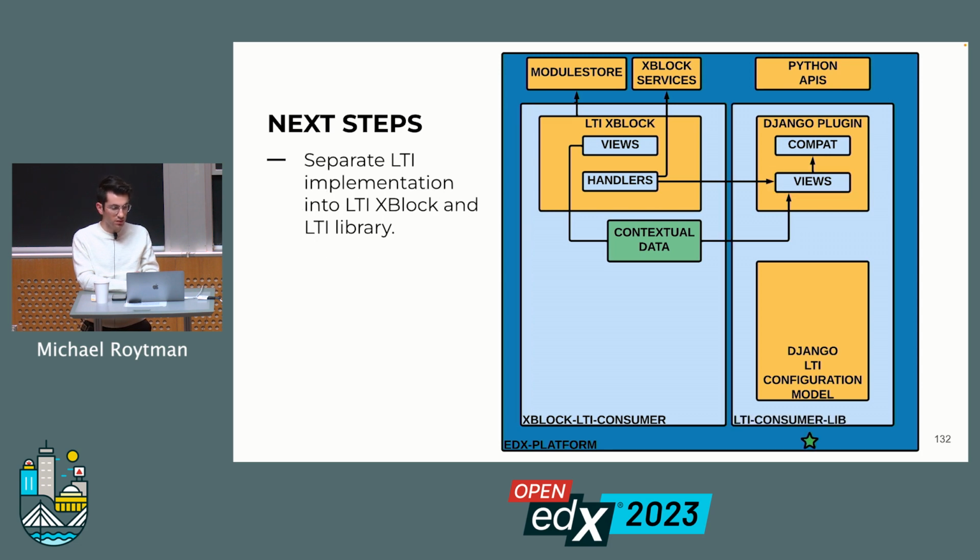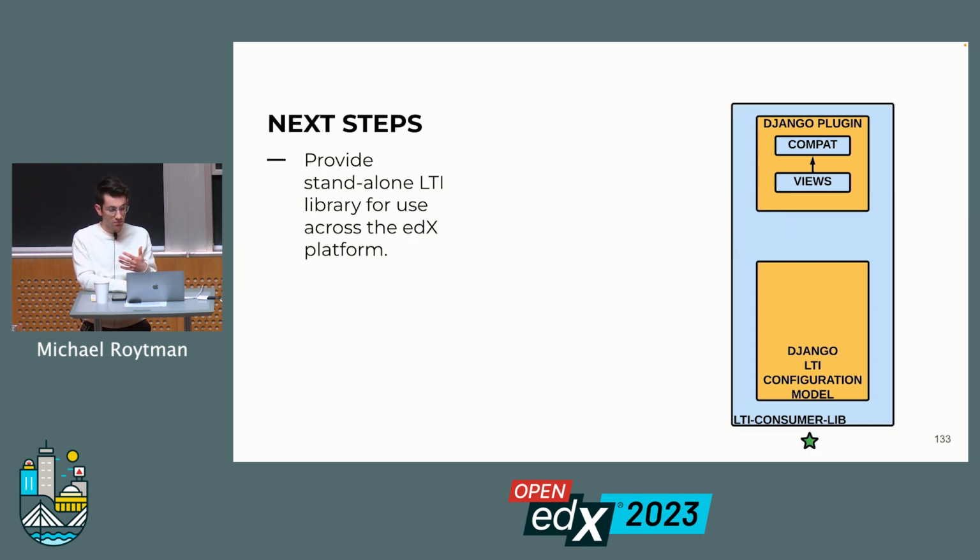If we do this, we can consider breaking these apart, having a separate XBlock and then the LTI consumer library that it uses, and eventually just completely pull it out, make it a lot easier to use across the platform. There's no need to install an XBlock if you have no use for it. This is what we would like to get to in the future, and those are some of the steps that we need to take to get there.